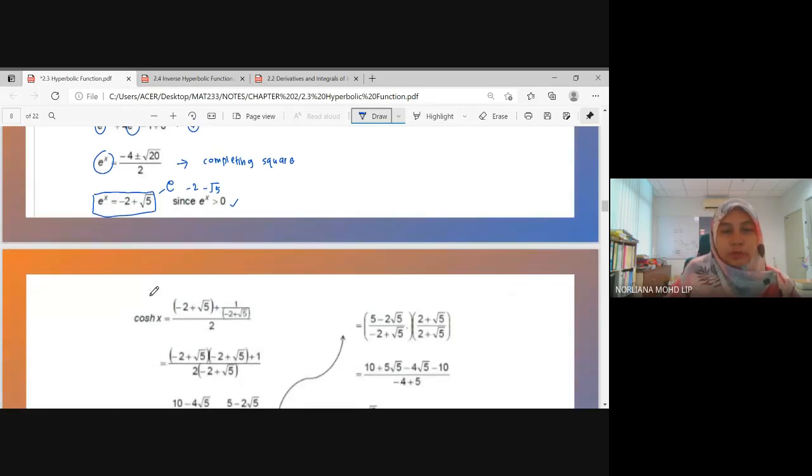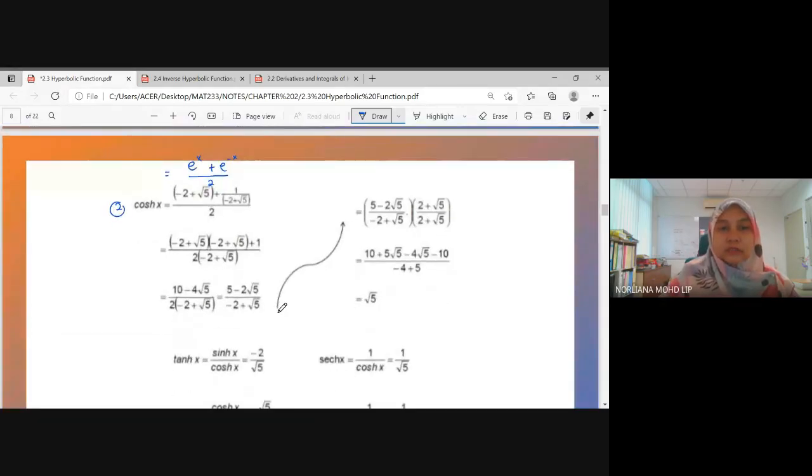Okay, and then the second one is the hyperbolic cos. So we substitute for the hyperbolic cos. The equation for hyperbolic cos is exponent x plus exponent negative x over 2, by using the definition. So we substitute the value of exponent x into this equation, and we will get the answer. The answer for the hyperbolic cos is square root 5.